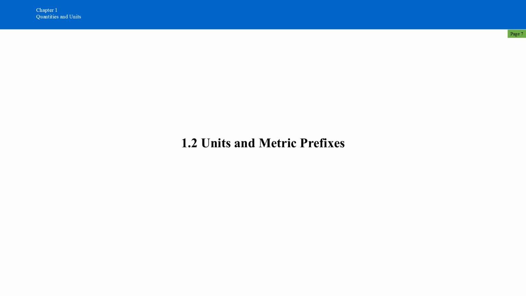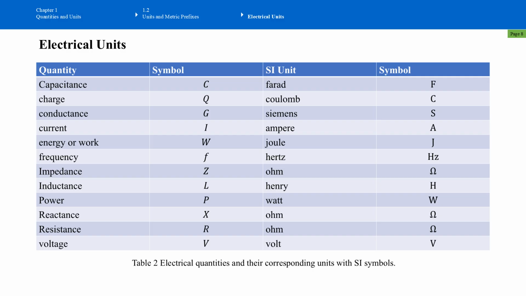1.2 Units and metric prefixes. This table shows the electrical quantity, the symbol, and the SI unit, where SI stands for the International System of Units, with the unit symbol used in this class. Actually, using this book, including DC, this class, and AC, the upcoming class.